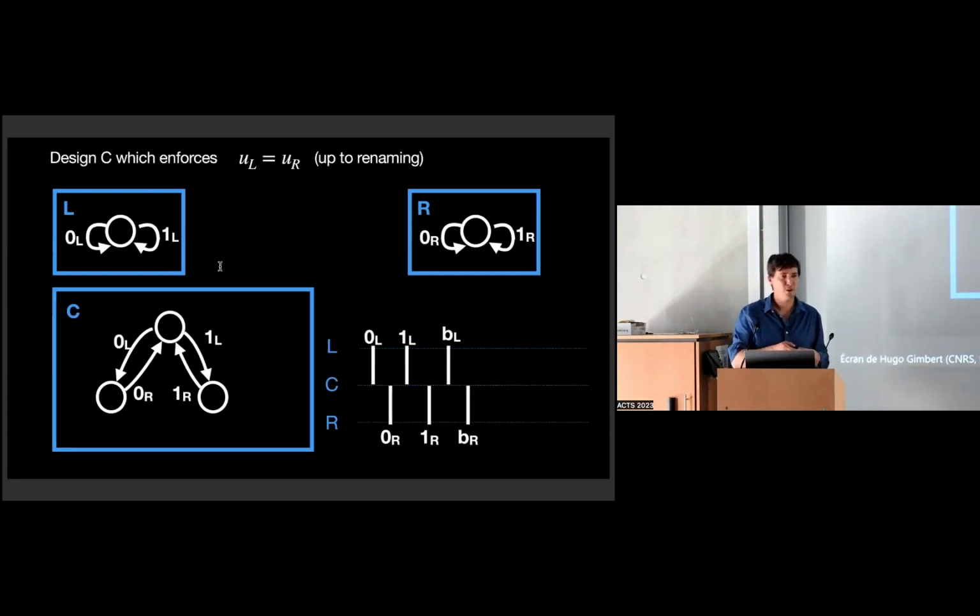The solution I hope is there, because I just drew it on the train before coming, and I think it's this one. The controller will start in this initial state. It will first synchronize always with L, either on 0L or on 1L, and it will just record the action chosen by L. And then it will synchronize with R on the same action, meaning the same 1 or the same 0. For example, 0L, 0R, 1L, 1R, bL in general, bR. And that's it. And this enforces both words to be equal. Okay, good. So this one was easy. So you can test equality of two words.